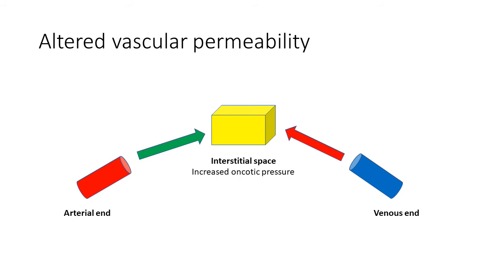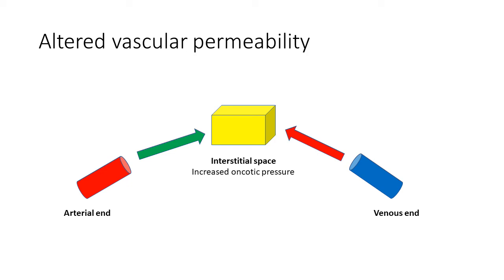Now coming to our topic, that is inflammation and altered vascular permeability in inflammation. Here what happens, the microvasculature becomes more leaky and the proteins escape from the intravascular compartment into the interstitial compartment. That is, due to altered vascular permeability, protein-rich exudate moves from intravascular compartment to the interstitial space.